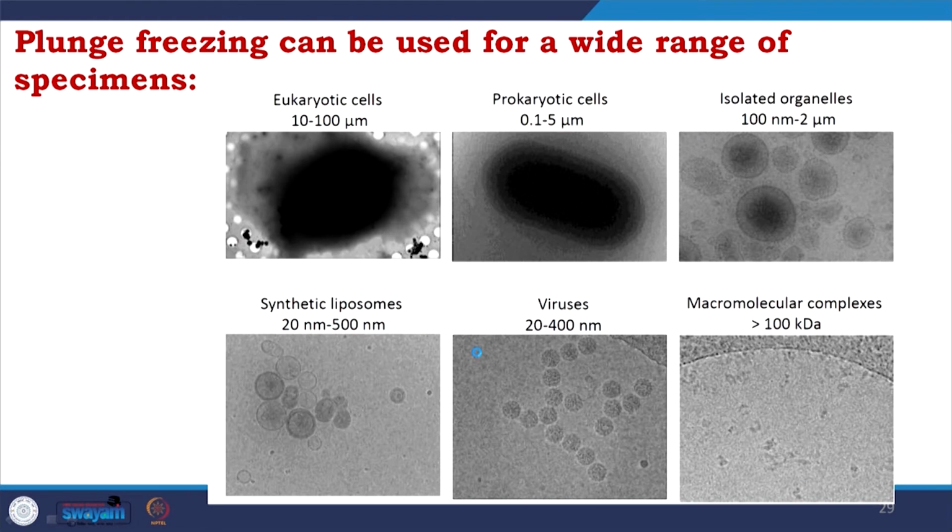So, these are different scenarios where plunge freezing is used for eukaryotic cell, prokaryotic cell, isolated organelles, synthetic liposomes, viruses, macromolecular complexes more than 100 kilodalton. You see the image after plunge freezing. We talked about plunge freezing. Plunge freezing is mostly applicable to thin samples.